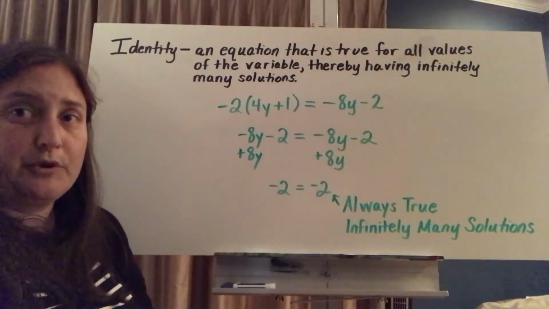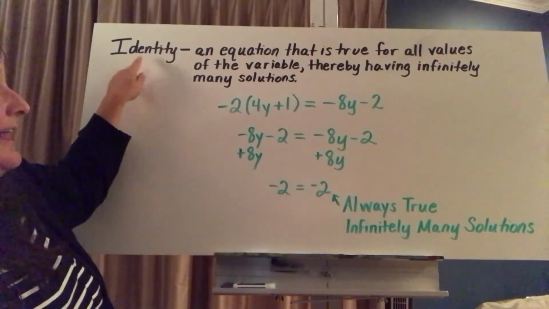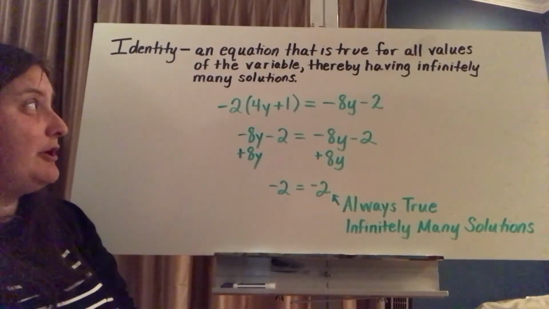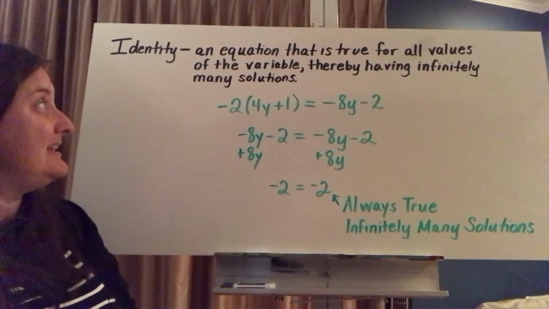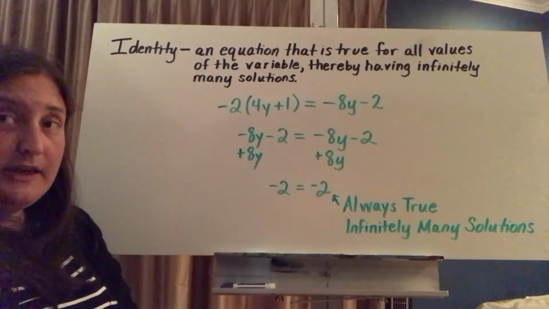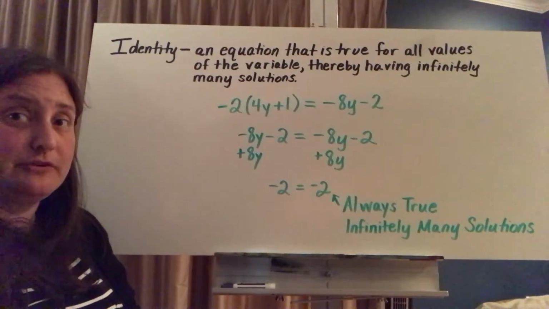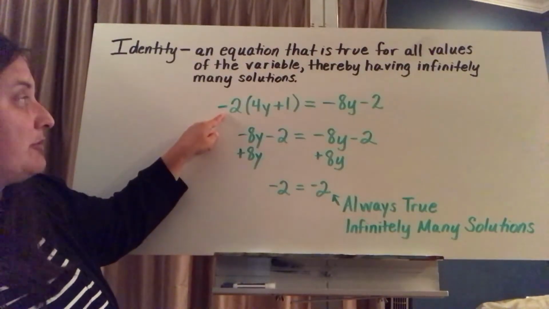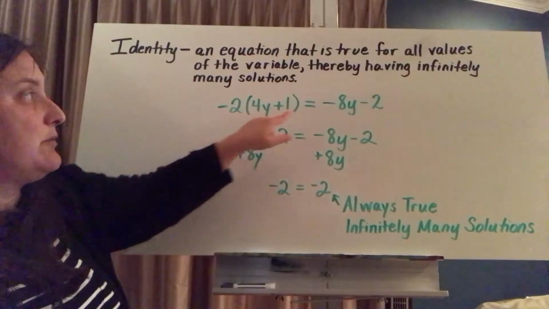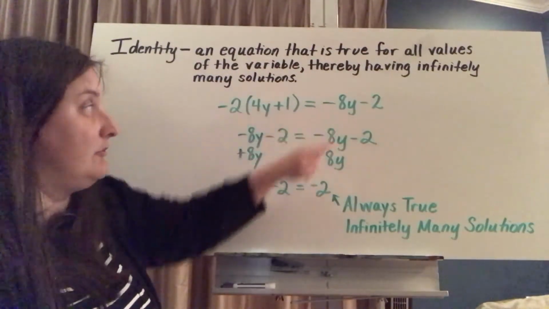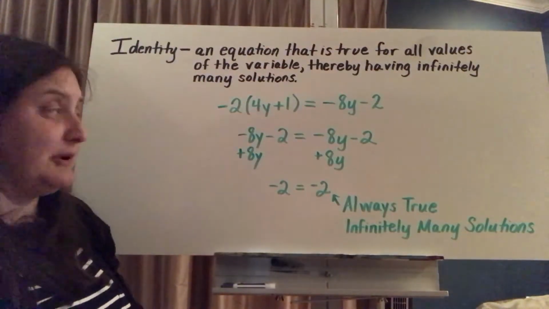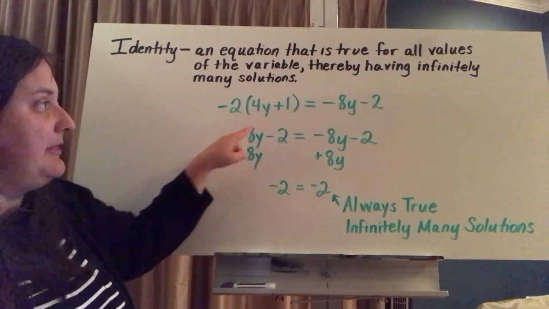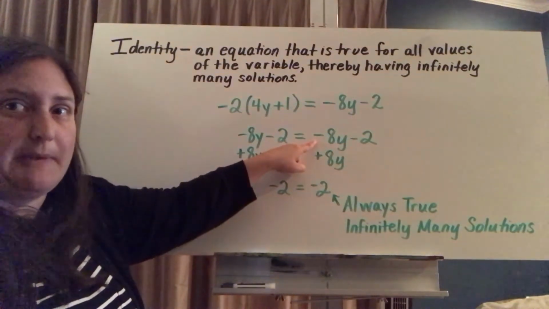A new vocabulary word for today is an identity. An identity is an equation that is true for all values of the variable. Thereby, this type of equation has infinitely many solutions, an infinite amount of solutions. So let's take a look at this example. I have negative 2 times the quantity 4y plus 1 equals negative 8y minus 2. So if I use the distributive property to simplify here, I get negative 8y minus 2. On this side, I also have negative 8y minus 2.